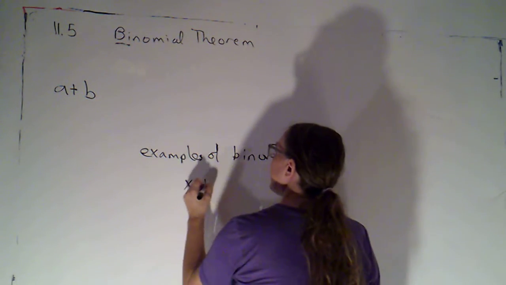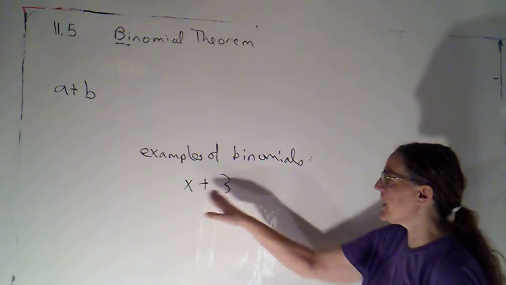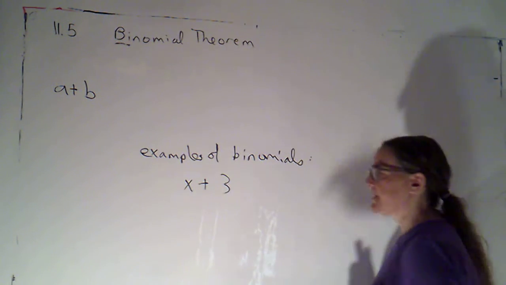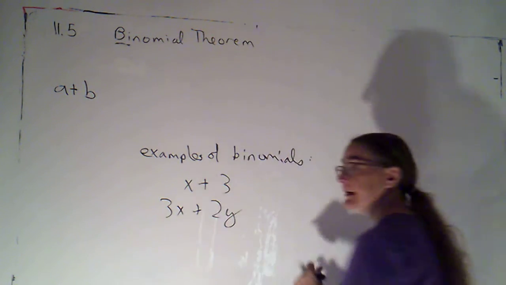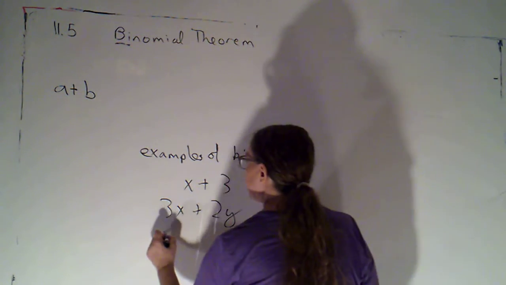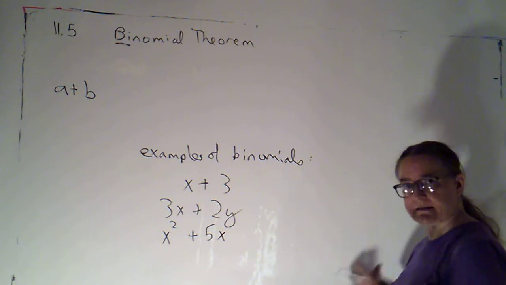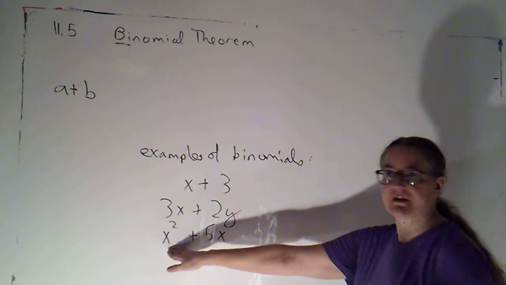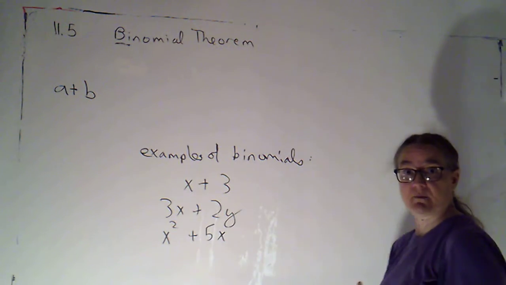Examples of binomials. I could have something like x plus 3. That's a sum of two terms. One term is my variable x. One term is a number 3. I could have 3x plus 2y. That would be a binomial with two variables. I could have x squared plus 5x. That's a sum of two terms. This term just happens to have a second power. Still, though, a sum of two terms.